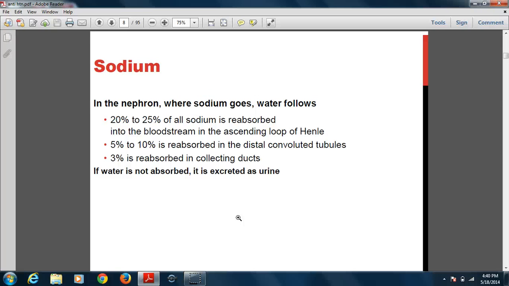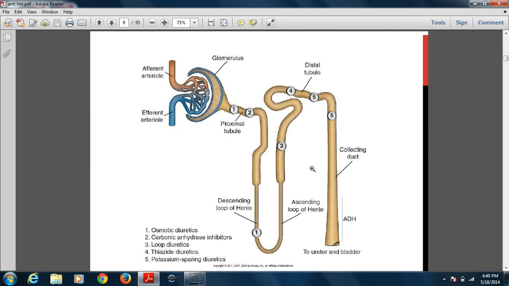We also get rid of sodium when we take diuretics. So in the nephron, where the sodium goes, remember, water will follow. So if we get rid of the sodium, we're going to get rid of the water as well. If the water isn't absorbed into the body, then it's excreted in the urine. And this is just a graphic or figure on how different diuretics work at different parts of the renal tubules.